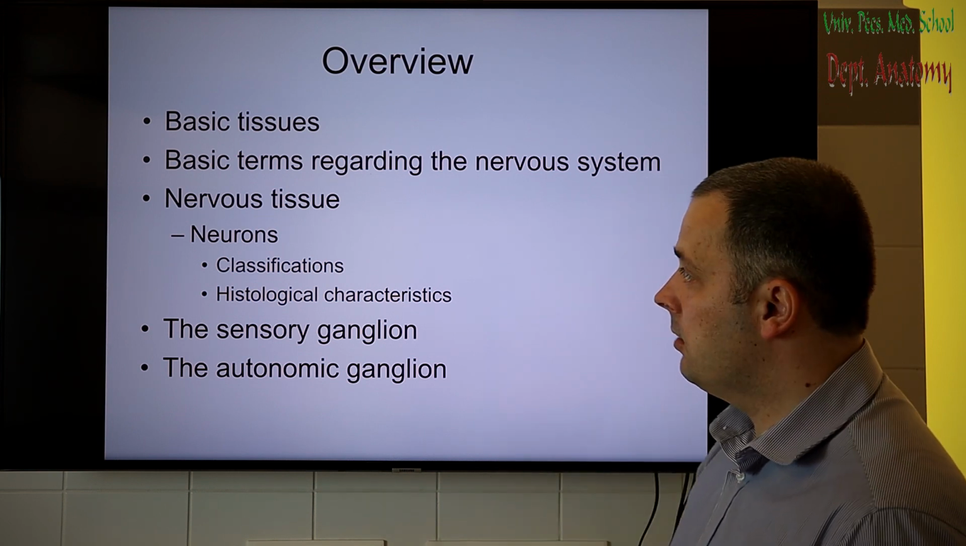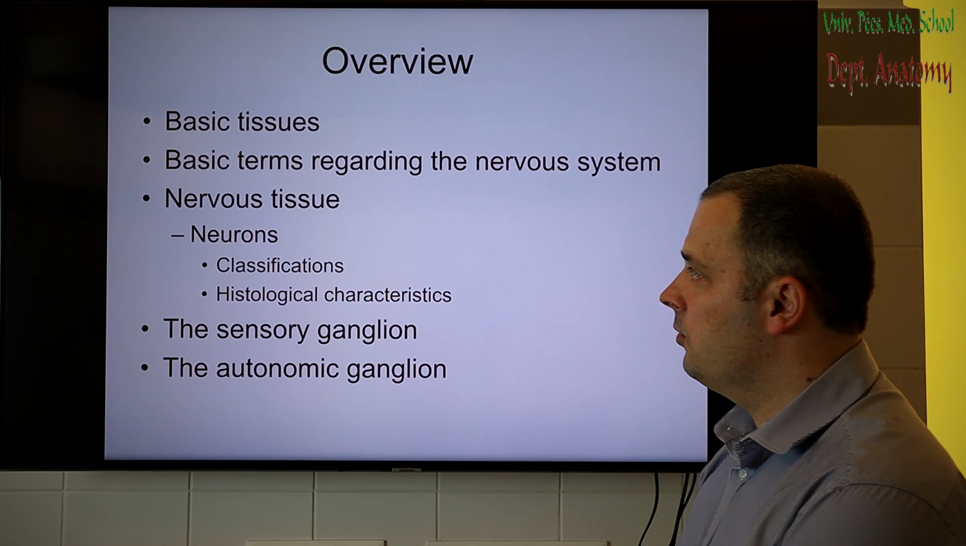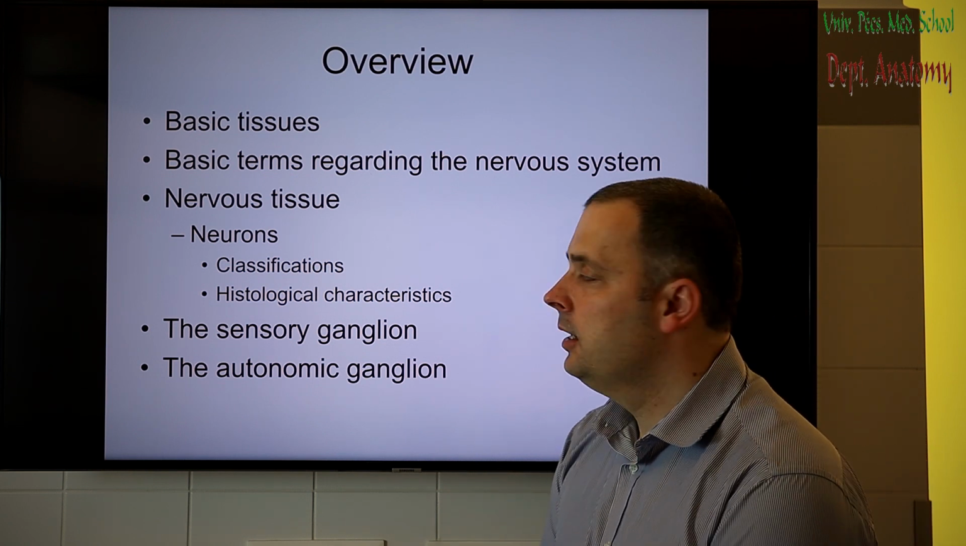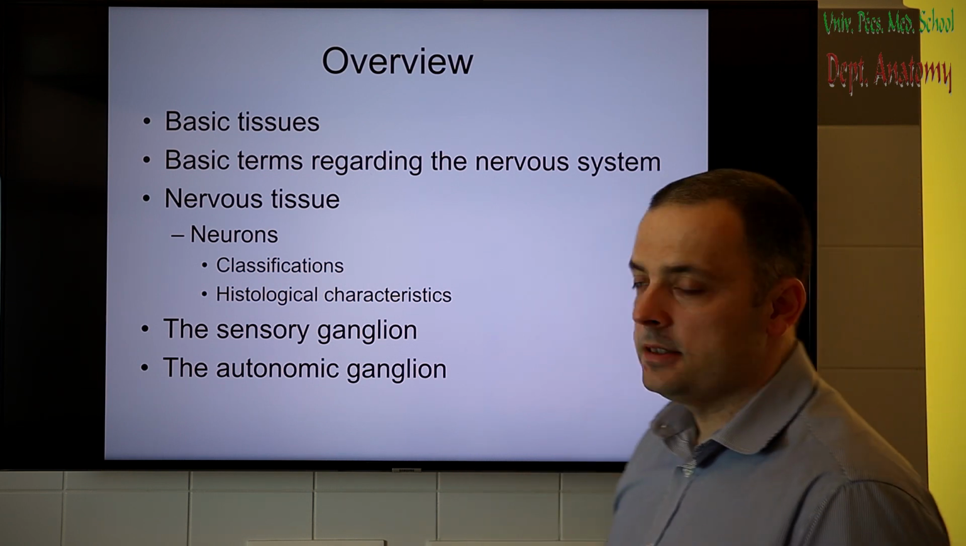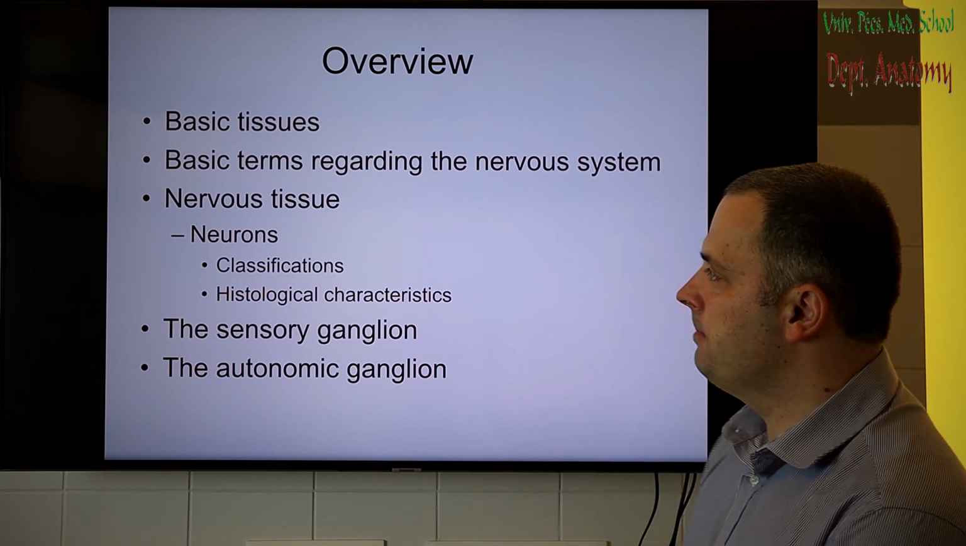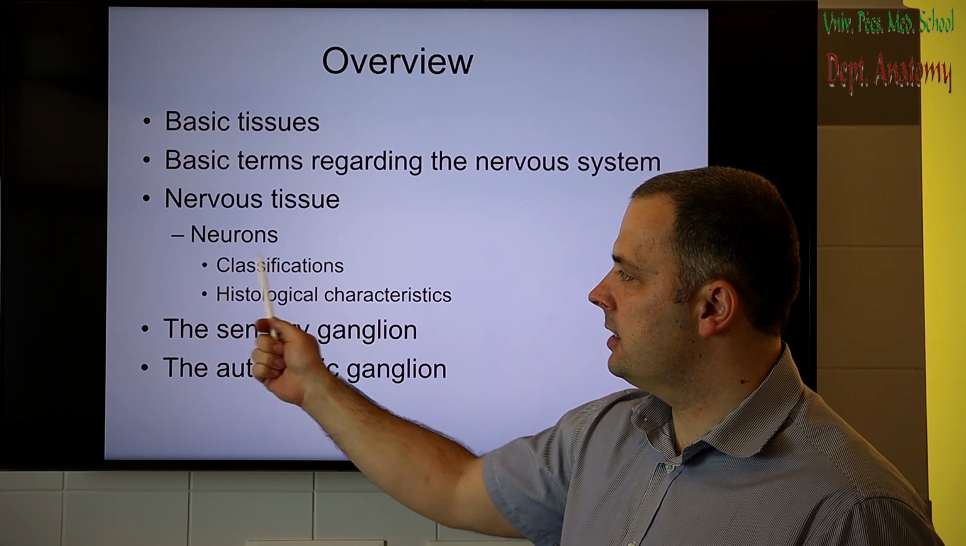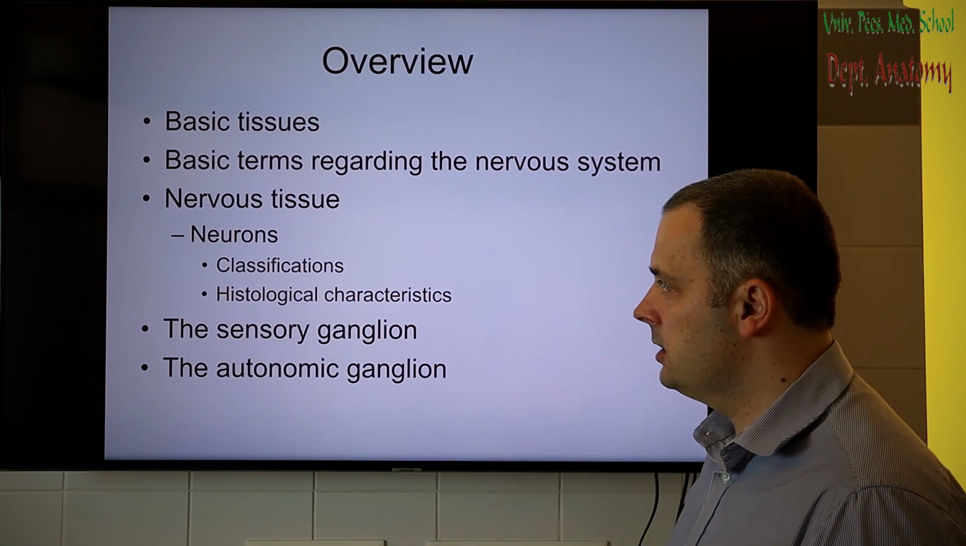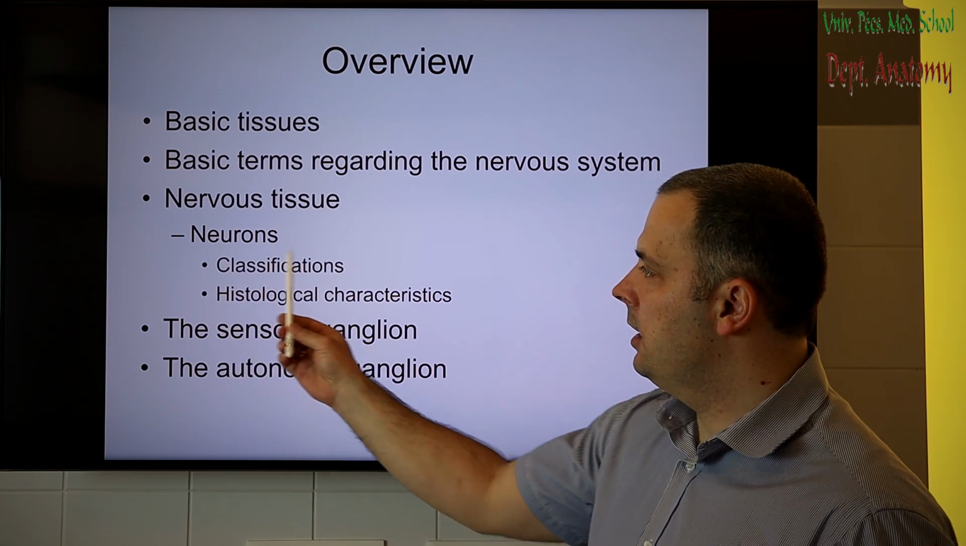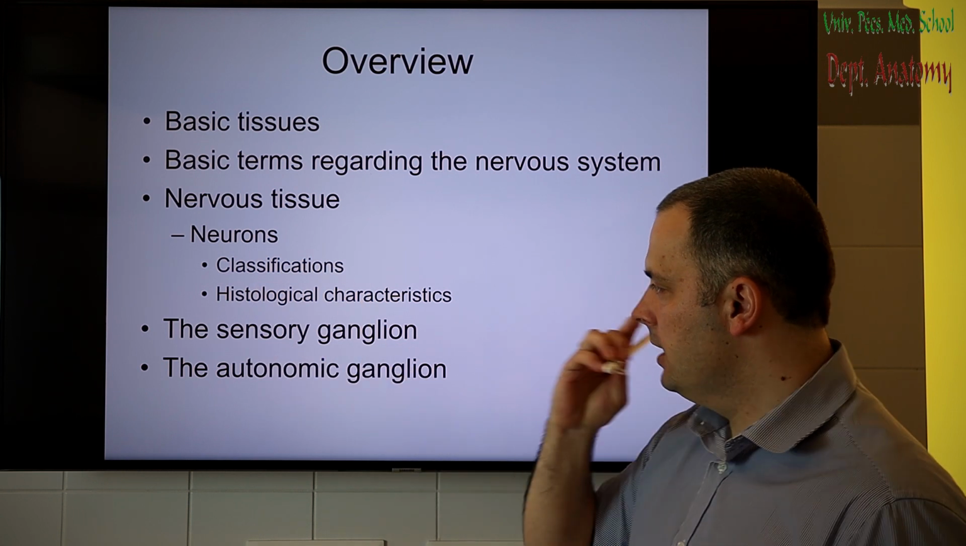Many people are, I hope, already familiar with these terms, but just to make sure that everyone knows these things, I would like to revise them. Then we will turn to the nervous tissue proper. I will discuss some basics on the histological features of neurons. I will tell you the classifications also.